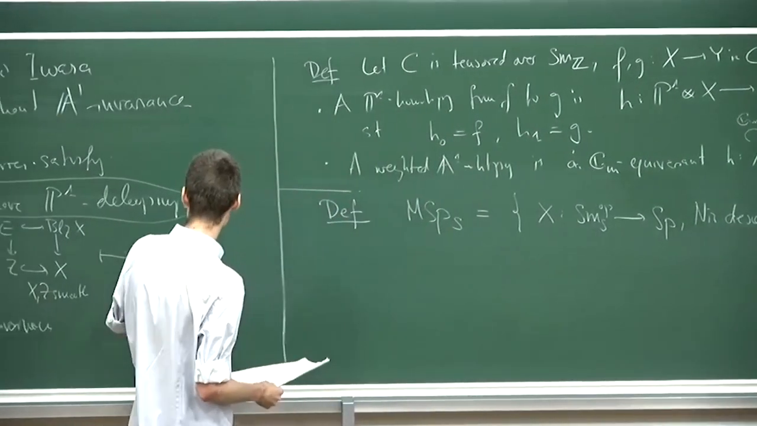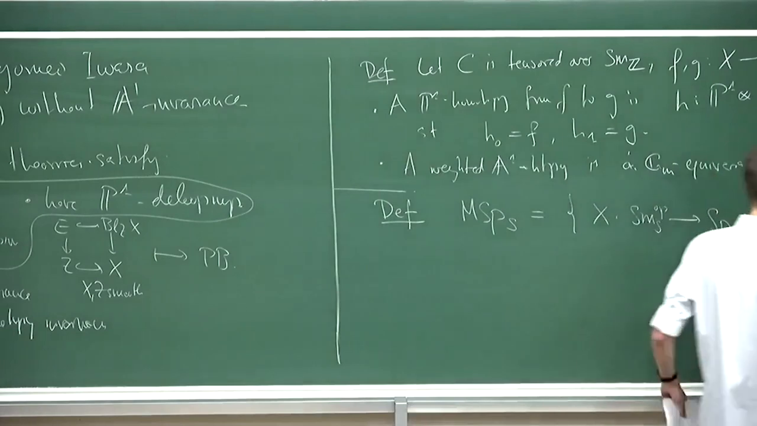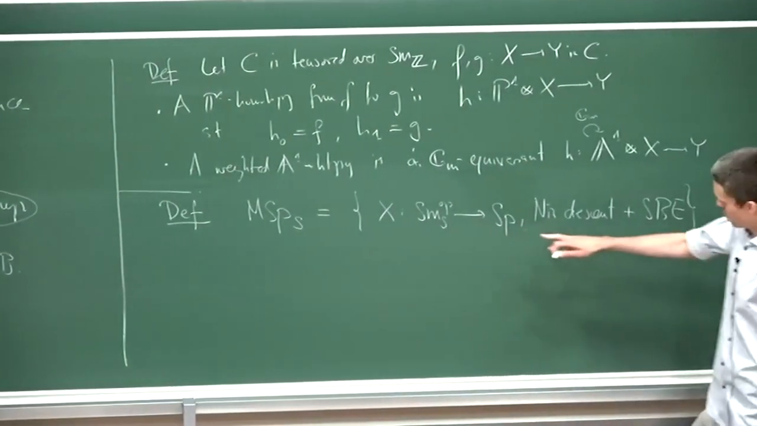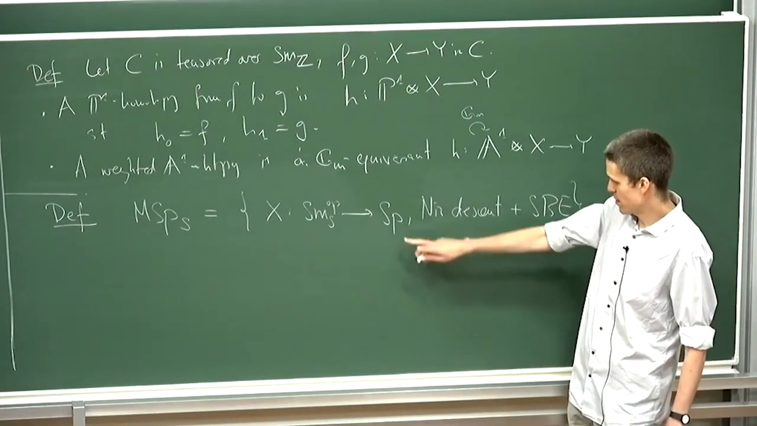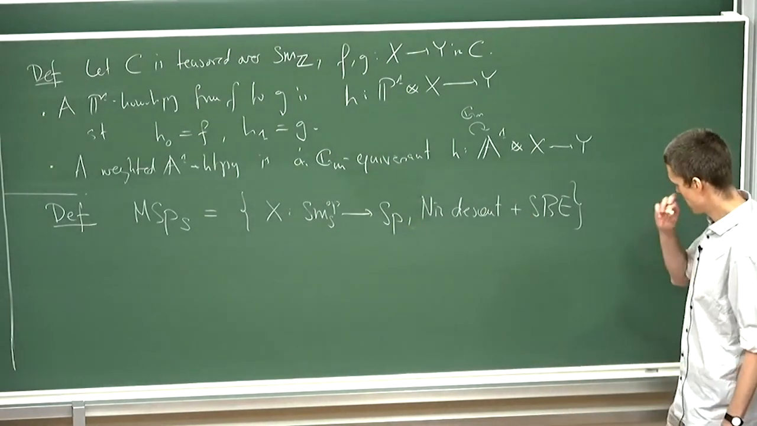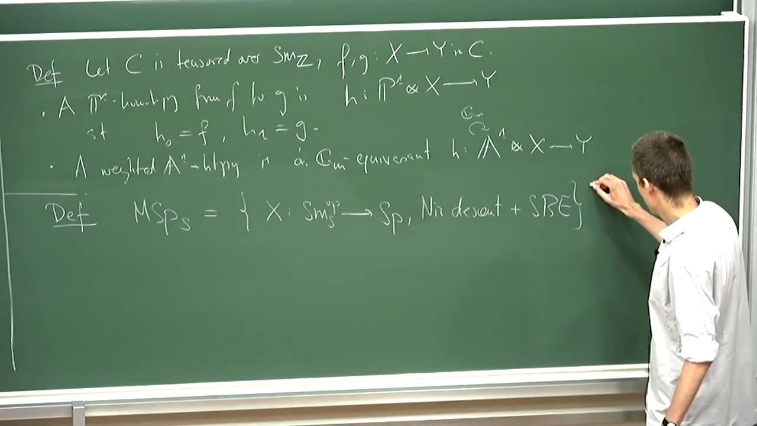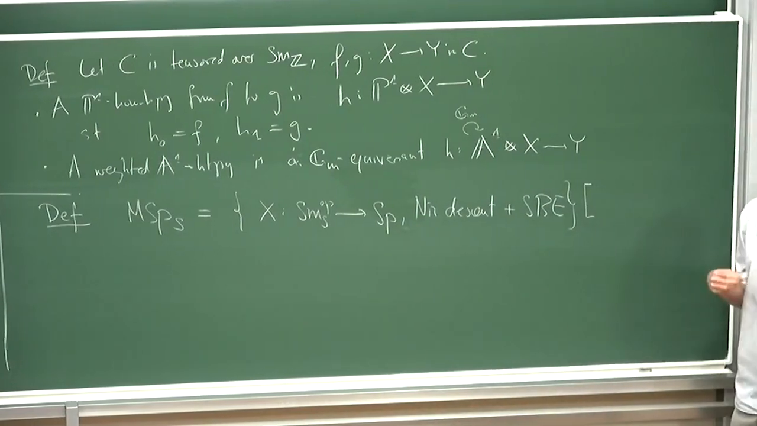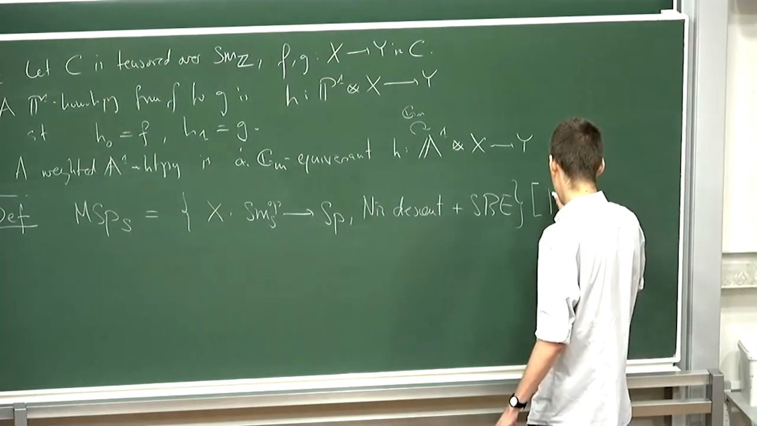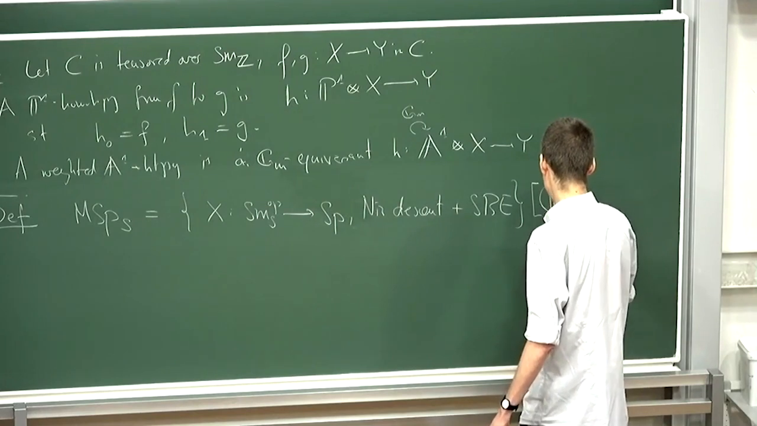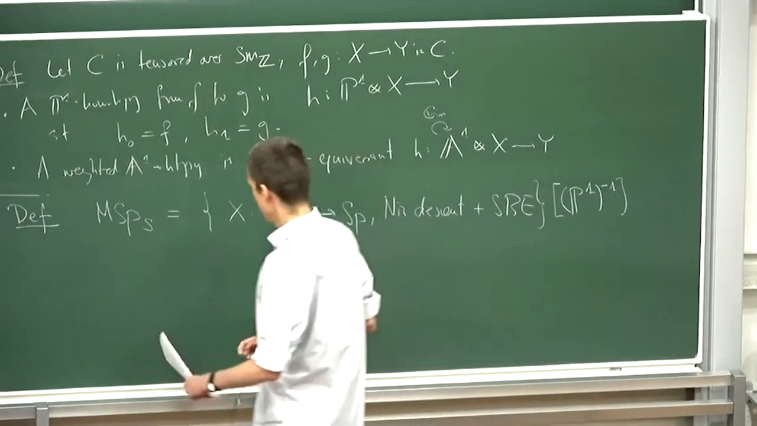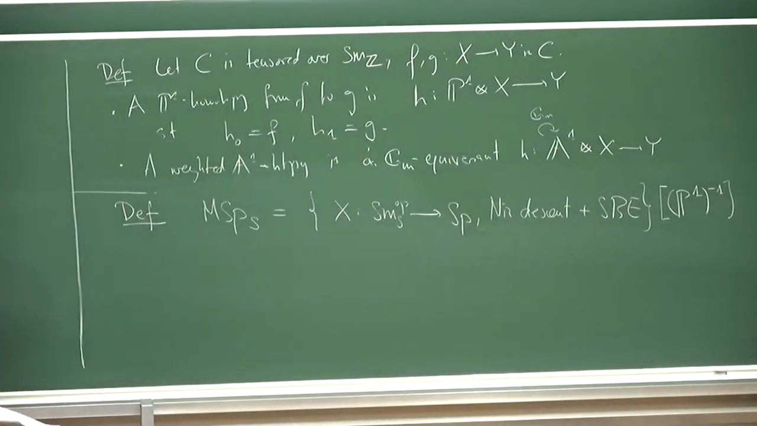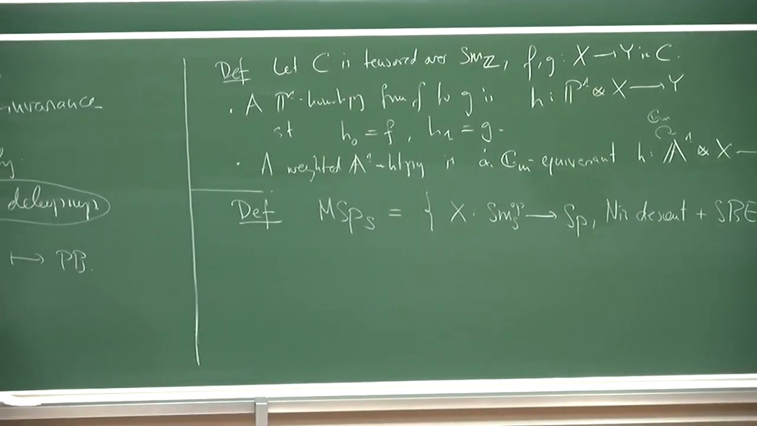And then you want to take P1 spectra. So this is a symmetric monoidal infinity category under the tensor product of spectra, and you want to make the projective line, the pointed projective line, invertible with respect to the symmetric monoidal structure.